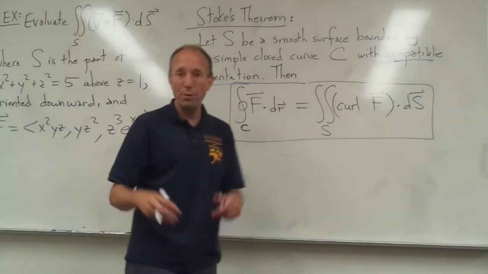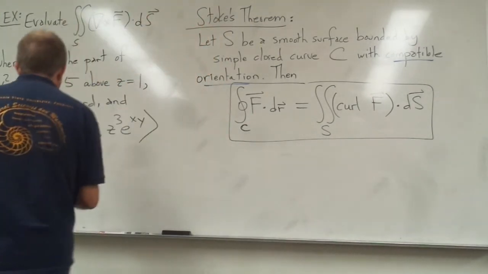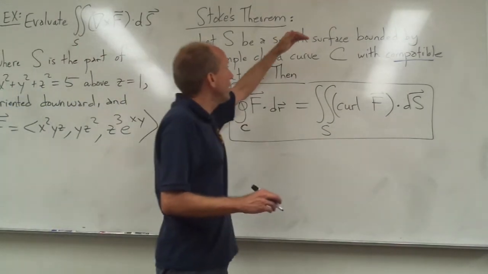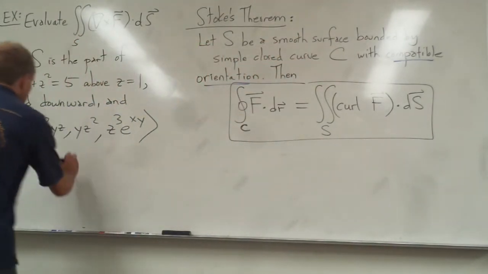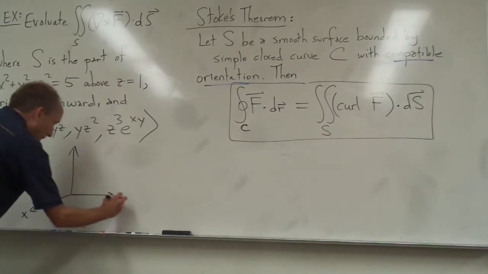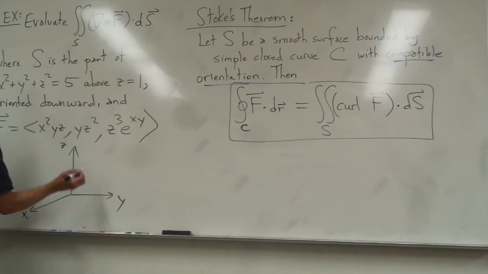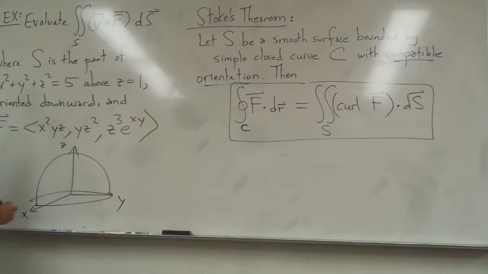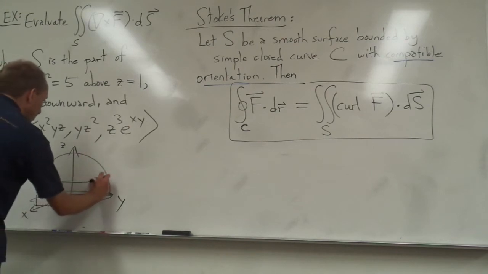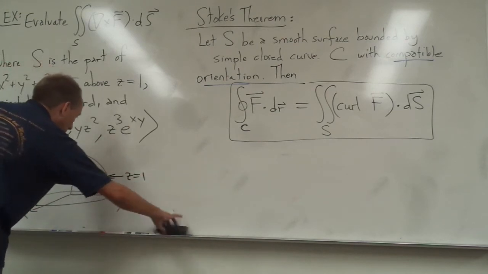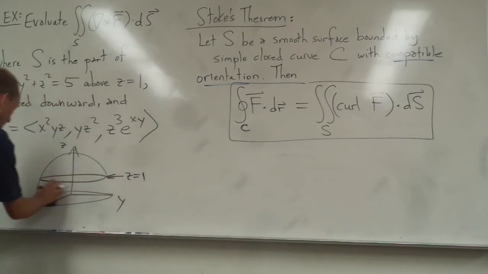Instead, we're going to do the line integral of the boundary curve. So C has to be the curve that forms the boundary of S. Let's take a look at a picture here. The picture is going to help us understand the problem. Okay, we have a sphere of radius square root of 5. But we're only looking at the part of the sphere that is above z equals 1. So there's z equals 1 right there. I'm going to get rid of the rest of the sphere here.